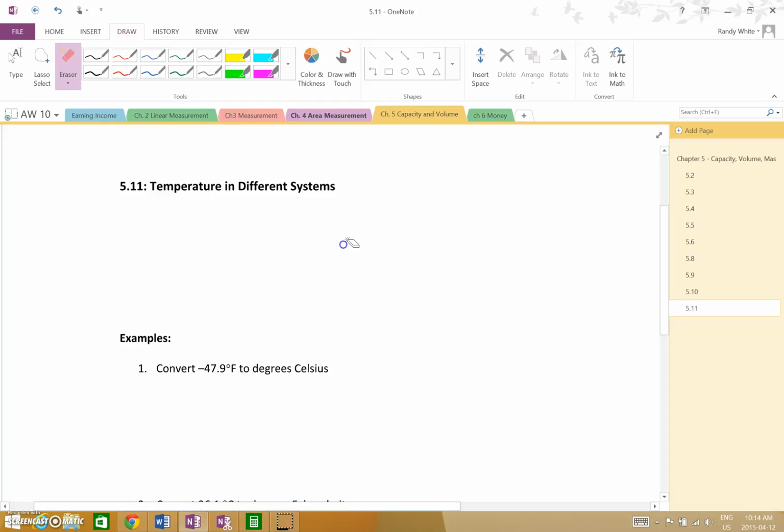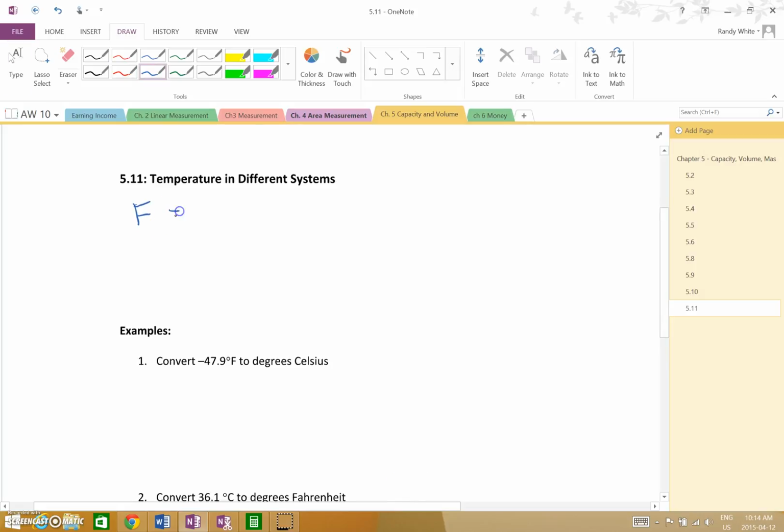So here are the formulas that we use. If we were given a Celsius temperature, we want to calculate what that is in Fahrenheit. Well, what we do is we take 9 divided by 5, and we multiply that by the temperature in Celsius, and then we add 32. So, remembering our BEDMAS, we do this portion first, and then we add the 32.